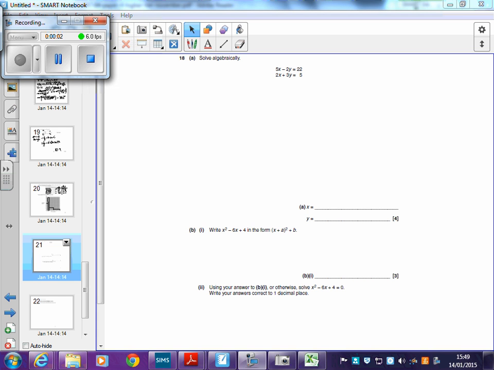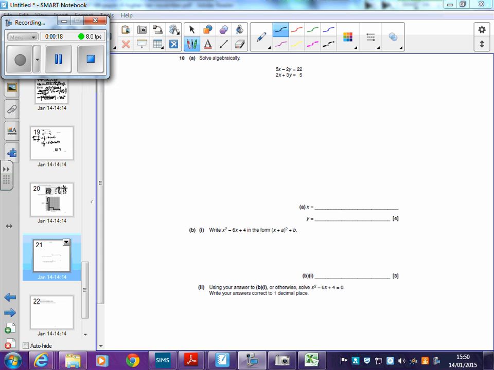Question 18, we've got a pair of simultaneous equations that I want to solve algebraically. They're not quadratic ones, so I can just do it with the elimination method. In order to do that, I have to get either the coefficients of the x the same or the coefficients of the y the same. And by coefficients, I just mean the numbers in front of them.